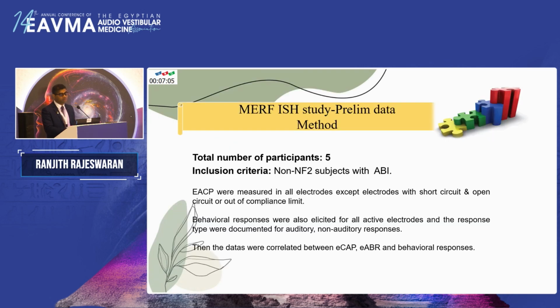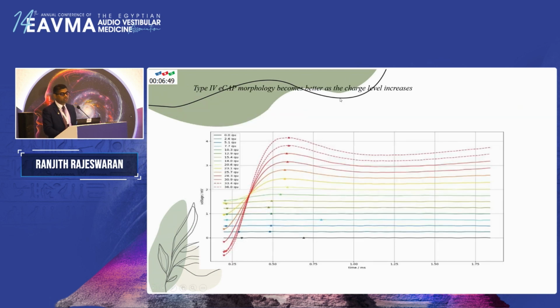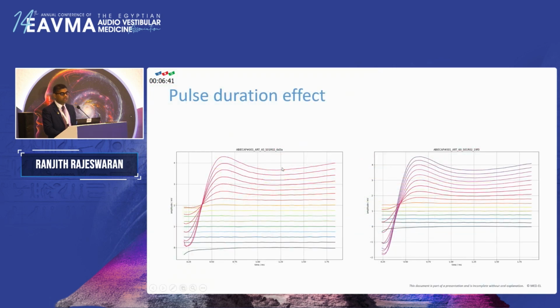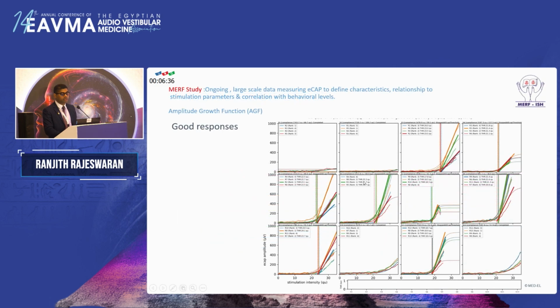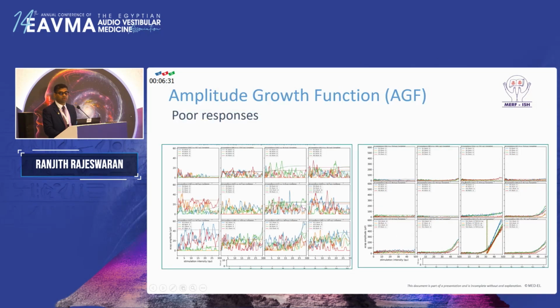So what we are doing now is, this is a sample of the first preliminary data, but we are working with a large data pool. We are measuring the compound action potential and comparing it with EABR and the behavioral responses to see its correlation. Number 1, this is the ECAP measure when you stimulate the cochlear nucleus, and the point is, as the stimulus charge increases, the amplitude is increasing. You can also see the amplitude growth for an increase in the phase duration. We could get a good amplitude growth function in some electrodes. We also get poor responses in electrodes which are not on the cochlear nucleus, or whatever the reason may be.